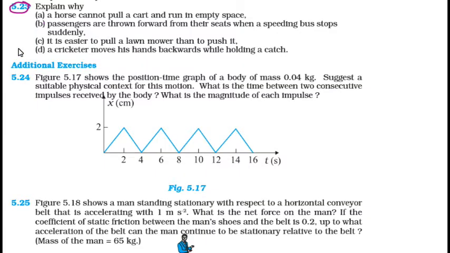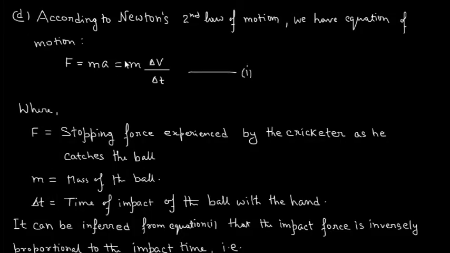Now we'll see the last part, that is D. A cricketer moves his hand backward while holding a catch. According to Newton's second law of motion, we have an equation of motion, that is F is equal to ma, that is m delta v upon delta t. This is equation 1, where F is the stopping force experienced by the cricketer as he catches the ball, m is the mass of the ball, and delta t is the time of impact of the ball with the hand.